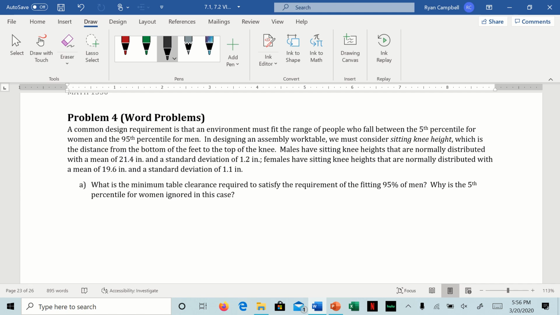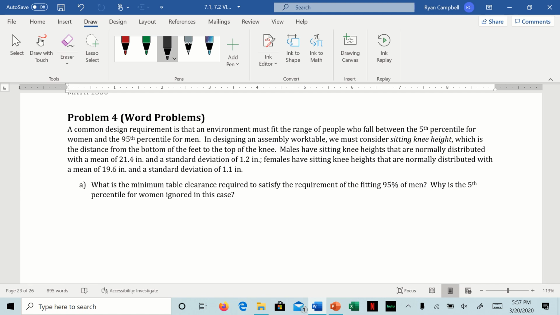In designing an assembly work table, we must consider sitting knee height, which is the distance from the bottom of the feet to the top of the knee. Males have sitting knee heights that are normally distributed with a mean of 21.4 inches and a standard deviation of 1.2 inches. Females have sitting knee heights that are normally distributed with a mean of 19.6 inches and a standard deviation of 1.1 inches. So what is the minimum table clearance required to satisfy the requirement for fitting 95% of men?